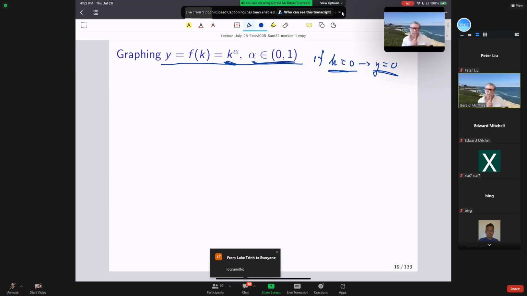Let's take a number inside here. Alpha has to be between 0 and 1. Suppose alpha, it's not logarithmic. Suppose alpha is 1/2. Is that allowed? First of all, is it allowed by this condition? Yes. Okay.